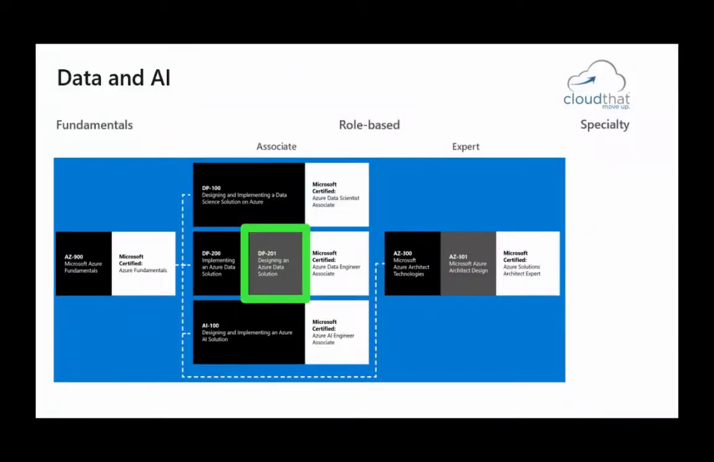This DP-201 examination is focused on the Azure Data Engineer Associate certification. This is the second level of examination. You only get the Azure Data Engineer Associate certification if you clear both DP-200 and DP-201. If you want to know how DP-200 preparation looks, or how to clear the DP-200 examination before DP-201, you can look at the webinar that we did last week for DP-200 and prepare for DP-200 as well. You can get in touch with us.